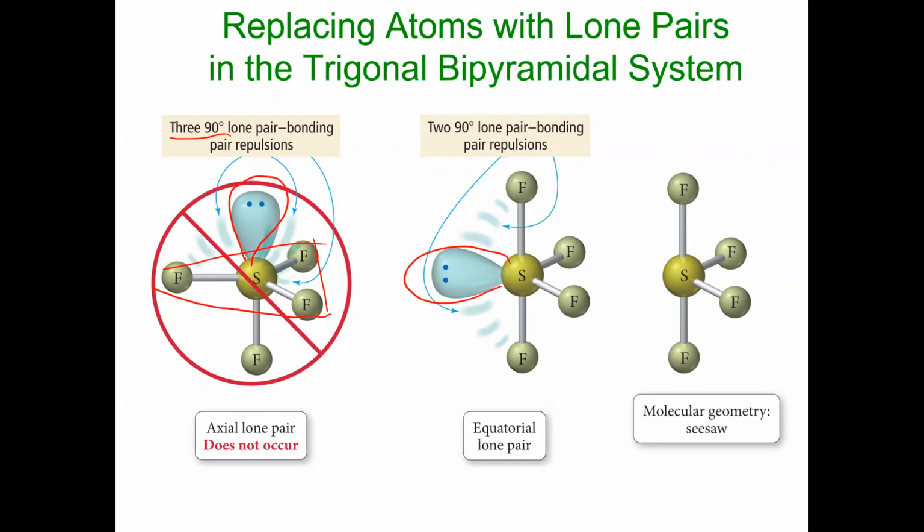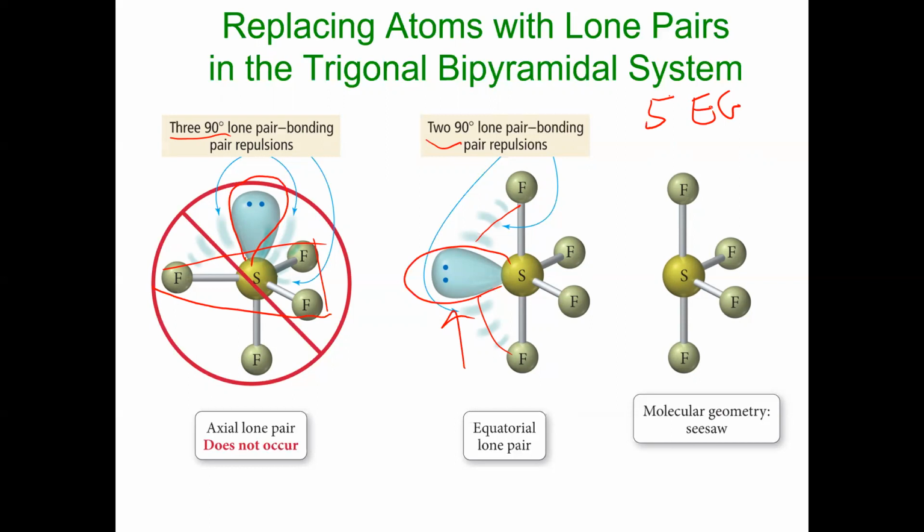If you put it in an equatorial position, the axials will still be 90, but these equatorials are further away. So you only have 2 90-degree lone pair bonding pair repulsions, and that is the preferred state. So the equatorial position is where you place lone pairs when you deal with 5 electron groups, or a trigonal bipyramidal electron geometry.